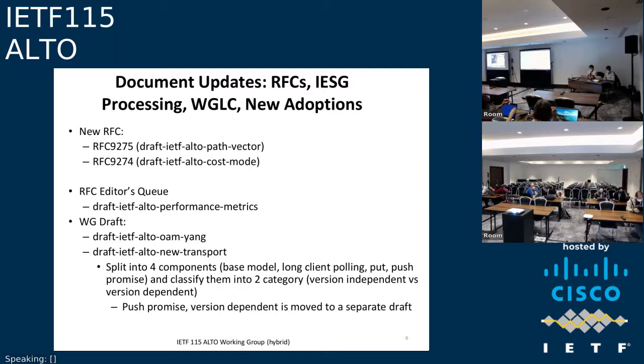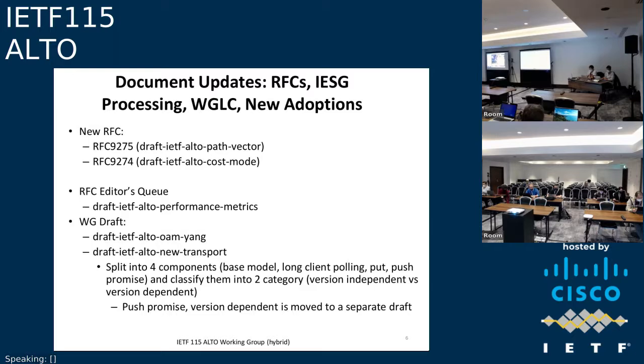Document update. We have two new RFCs published since the last IETF meeting: one is path vector, the second is cost mode. We still have the performance metrics in RFC Queue, with a dependency on the TCPM working group draft. For working group drafts in the ALTO working group, we have ALTO OAM, which will be presented in today's meeting.